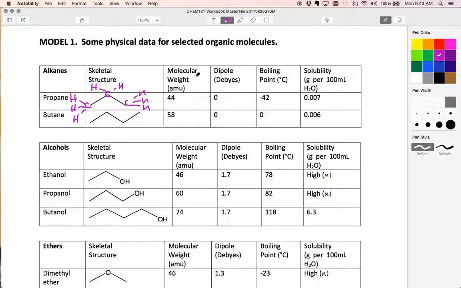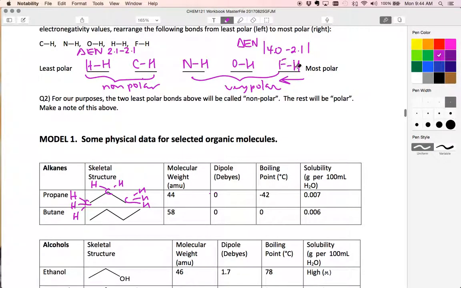Looking at their properties, the weight of this molecule is going to be different from the weight of this molecule. Those are in atomic mass units. There's the dipole that can be measured. We've been predicting dipoles just based on electronegativity difference, but the overall dipole of the whole molecule can be measured and is shown here. This is pretty much 0. Dipoles tell us about polarity. In this case, these molecules are not very polar because their dipoles are 0 Debye units.